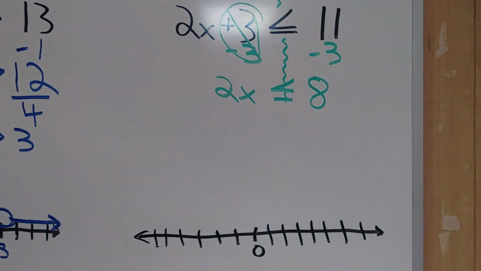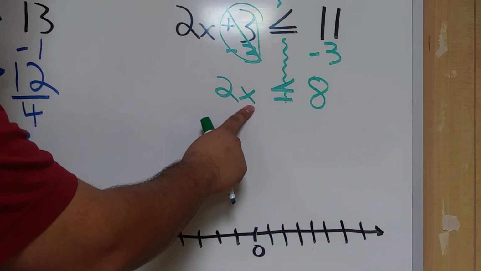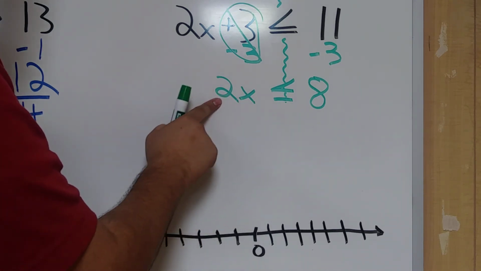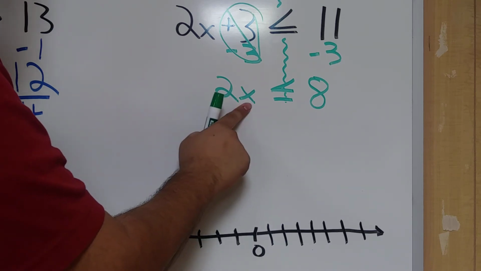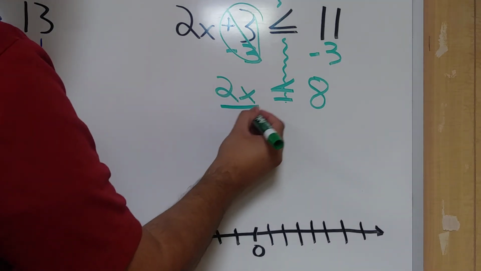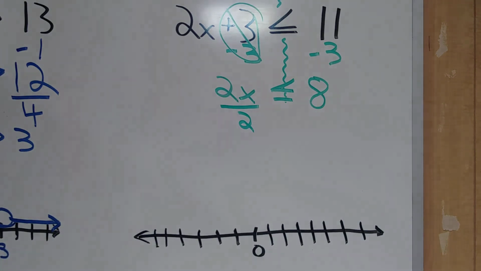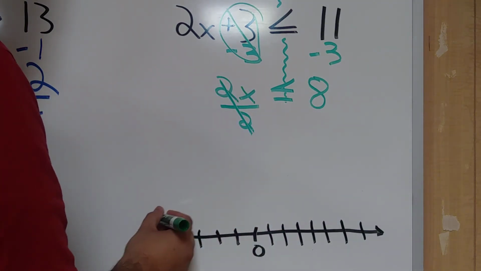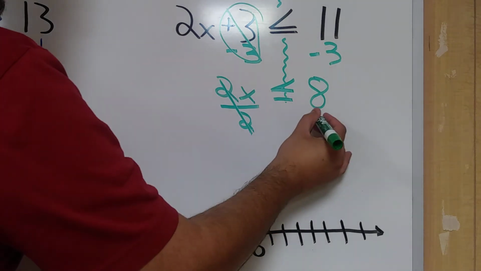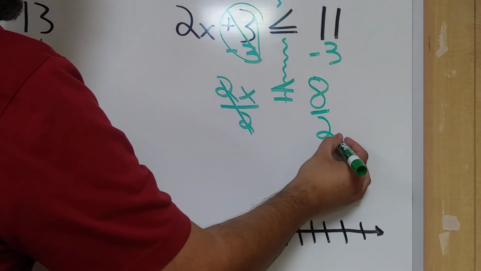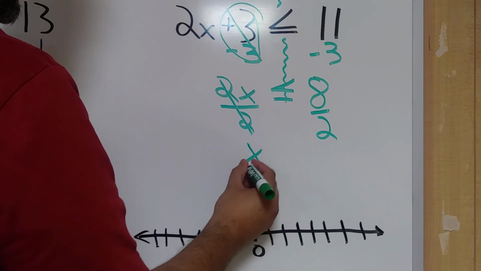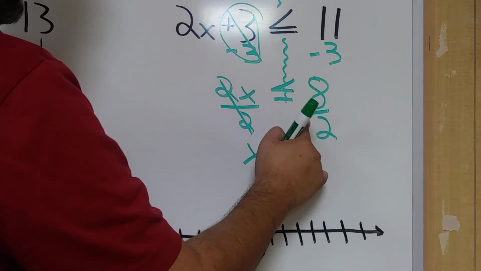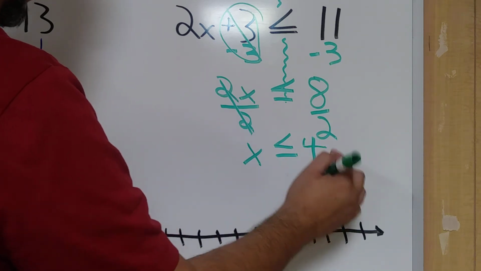Now, we have to isolate the x, get it by itself. So we have to get rid of the coefficient. Since the coefficient is multiplying the x by 2, we're going to do the opposite and divide it by 2. So 2 divided by 2 cancels out, and what you do to one side, you must do to the other. This leaves us with x is less than or equal to 8 divided by 2, which is 4.